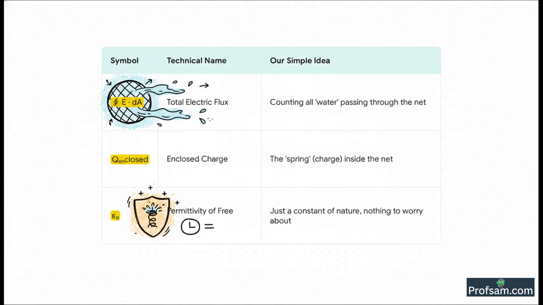That scary-looking integral symbol on the left, that is just the total electric flux. In our simple idea, what was that? It was just counting all the water passing through the net. Simple. On the right, we have Q enclosed. That's the enclosed charge, which is nothing but our water spring that's sitting inside the net. And that epsilon naught, epsilon zero, that's just a constant of nature. You just use its value in calculations. There's absolutely nothing to worry about. See? The formula is just a grown-up, formal way of writing down our simple idea.